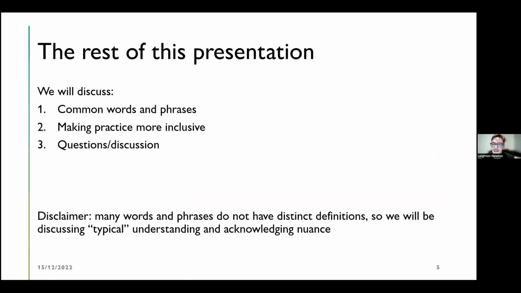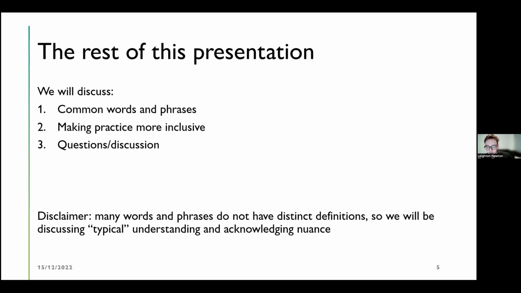So on to the rest of the presentation, the bulk of it. We're going to be talking about common words and phrases, mainly words. Then a very brief discussion on making practice more inclusive, because we've done that before. And then we're going to have a questions and discussion bit if anyone has any questions to ask.